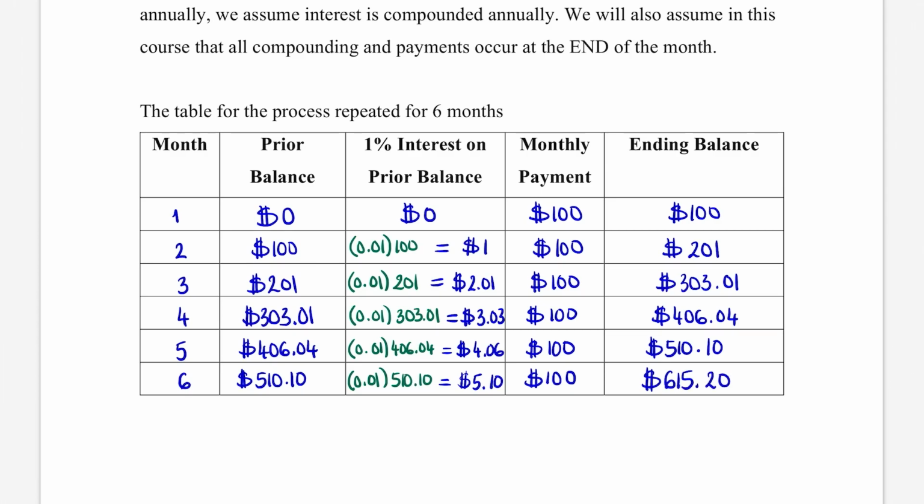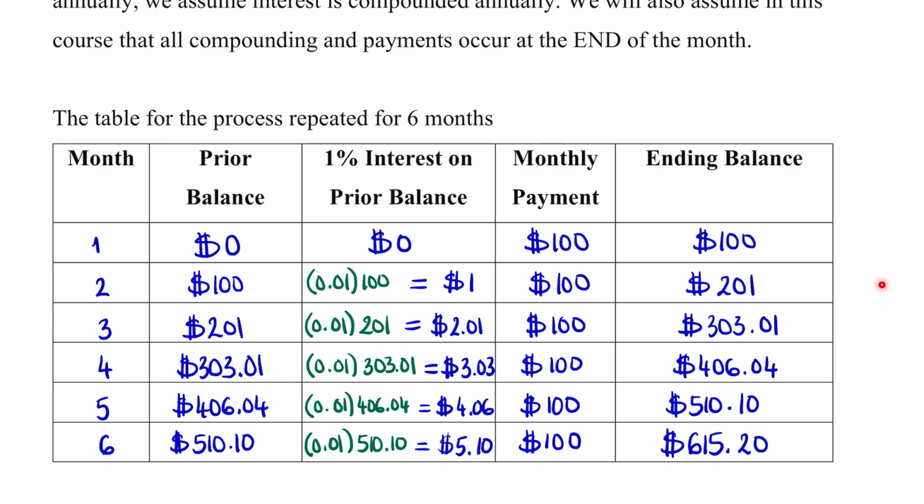After 6 months, you have contributed the total of $600 because you have contributed $100 each month. But in your account, you have total of $615.20. So $600 is your contribution and $15.20 is your interest because you earn interest every month.